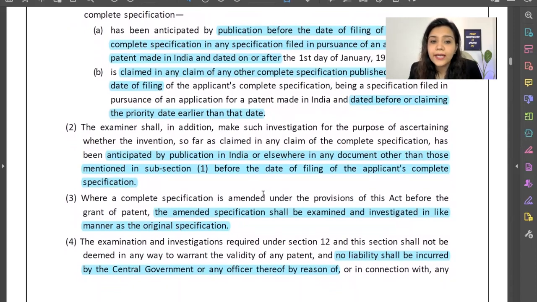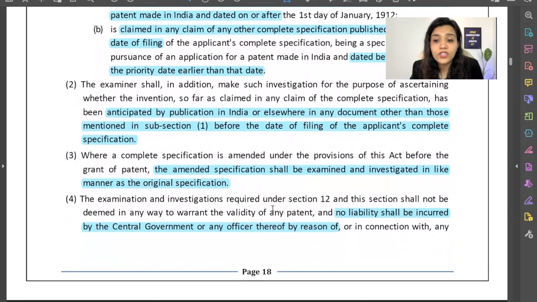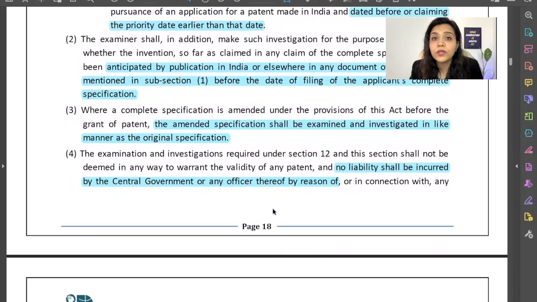Next, we have clause two. The examiner shall, in addition, make such investigation for the purpose of ascertaining whether the invention so far claimed in any claim of complete specification has been anticipated by publication in India or elsewhere in any document other than those mentioned in subsection 1 before the date of filing of applicant's complete specification. So here the term India or elsewhere is important. It indicates that whenever the examiner does an investigation, a global investigation is done. It's not that the investigation is done only regarding Indian applications, but it is done globally. So whenever we check novelty, we check it globally. Invention should be new in light of all the relevant prior arts which are mentioned globally.